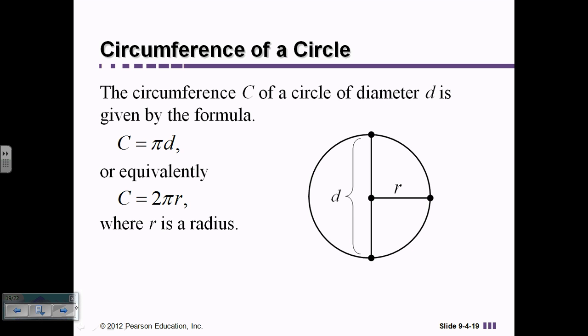So there are two different formulas that we can use for the circumference of a circle. The first one is not as common. It's pi times d, where d is the diameter. And the second formula is 2 times pi times r. And remember that the diameter is just the same thing as 2 radii put together. So the two formulas are equivalent to each other, and it just depends on which one you're more comfortable with.